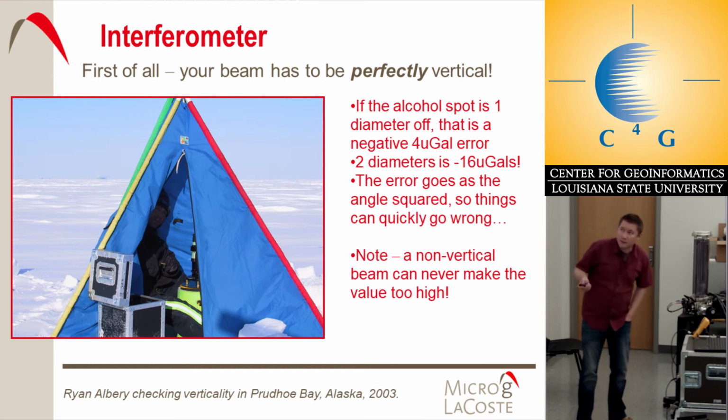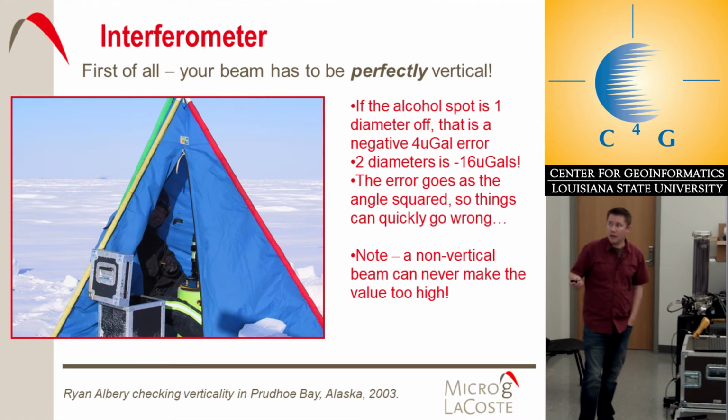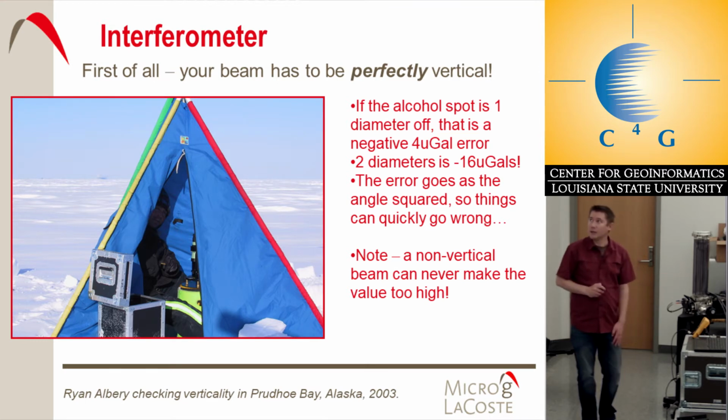You can see this is, can't remember who that is. There's a person inside that tent. This is one of our A10s. You actually have to put a piece of equipment on top of the A10 in order to check verticality instead of just putting it in the alcohol pool in there. So he's sitting in there trying to check verticality.